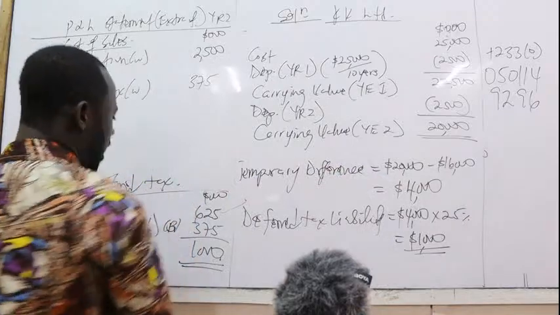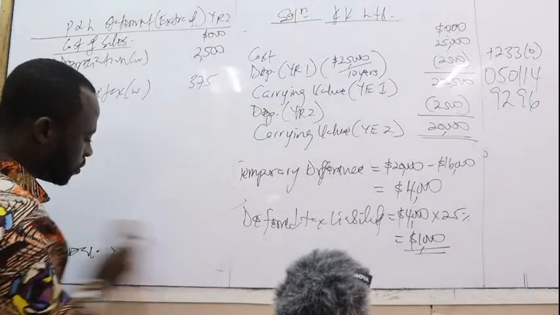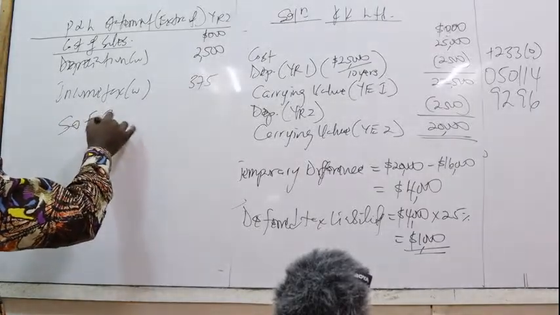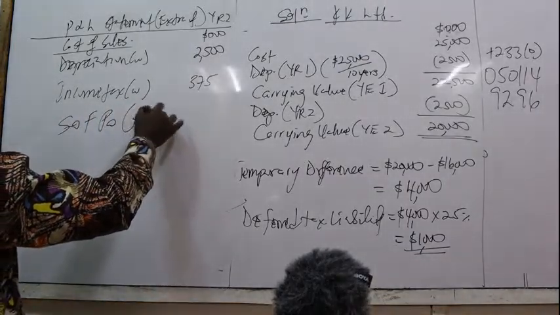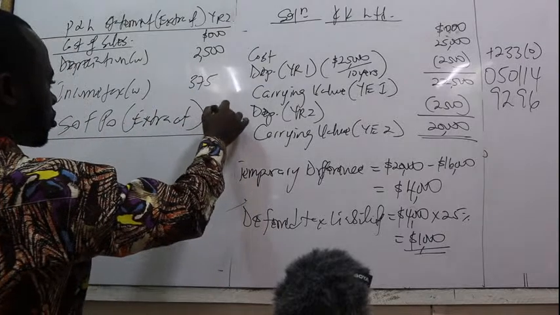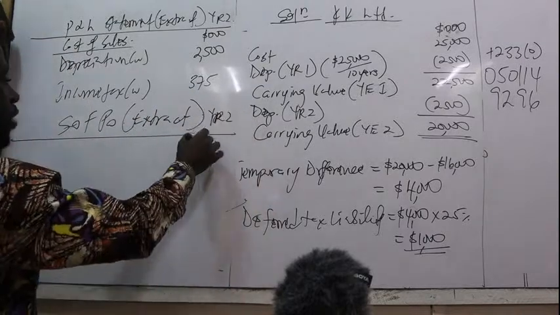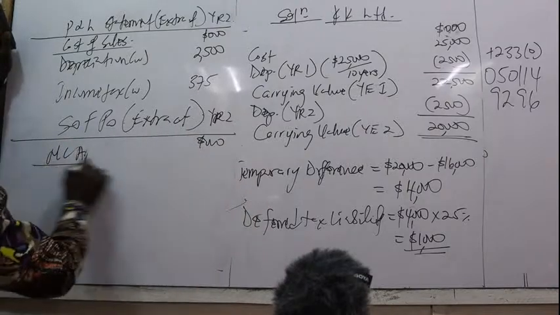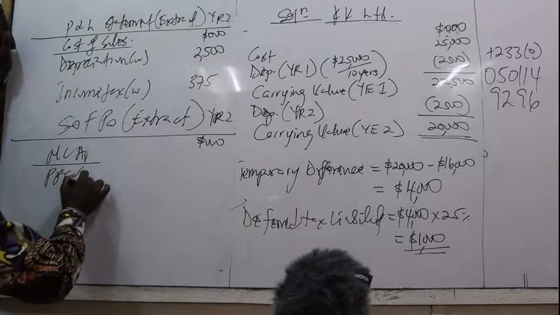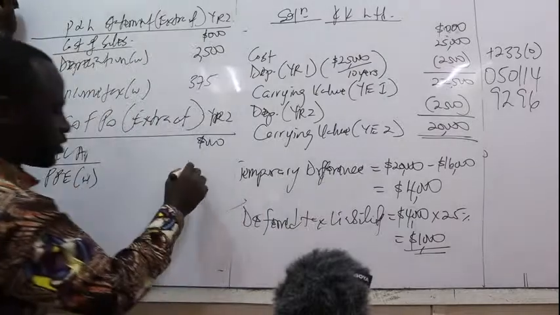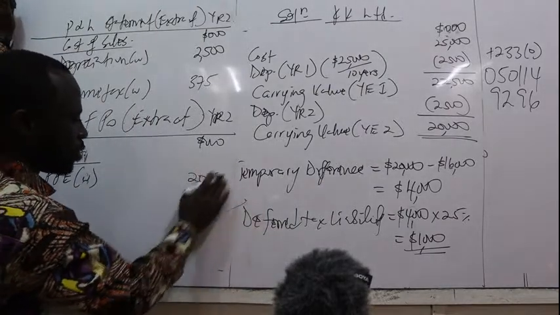Then let's look at the statement of financial position. So in our statement of financial position, that's also an extract as for the year 2. What do we bring? Under non-current assets, we're going to have property, plant, and equipment. Now you're going to write these things in full. Then our carrying amount, 20K, will be brought.